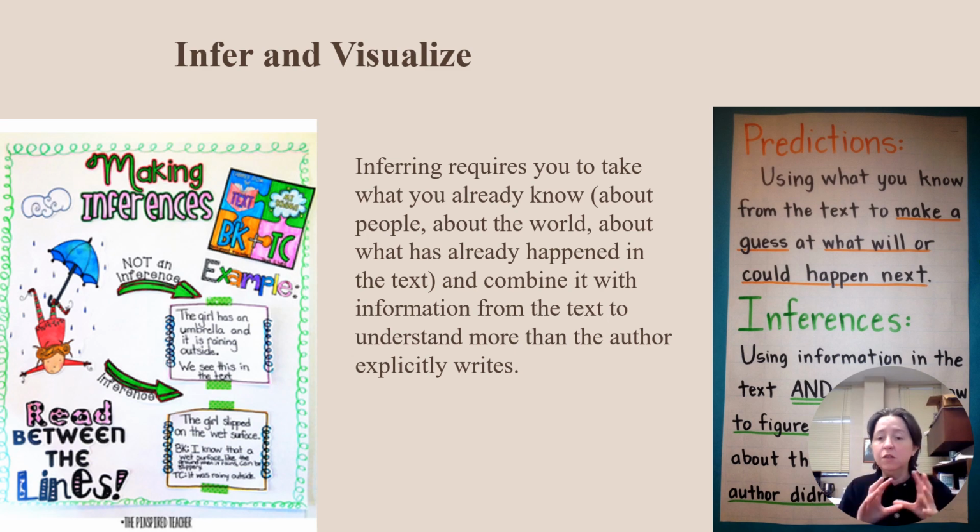Inferring and visualizing. This is really a fantastic strategy. It does require you to have activated and connected to background knowledge first, because in inferring, you take what you already know about the world and you connect it to something that you've noticed and read in the text to understand something that was not explicitly said, but the author probably expected you to understand. We do this as we read. We also do it in our everyday life. We are built for and very good at taking limited information and drawing conclusions. We're going to do a little practice on the next slide.